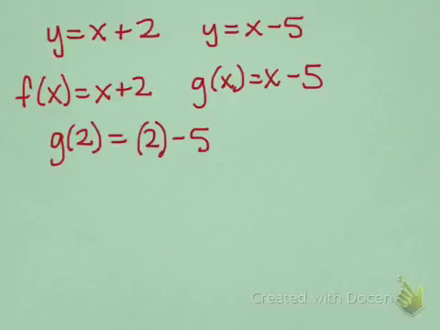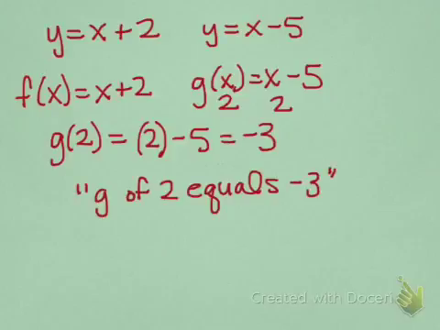So if I'm asked to find g of 2, I take 2 and I plug it in for x, and so I get g of 2 equals 2 minus 5. So g of 2 is equal to -3. And you say it, g of 2 equals -3.